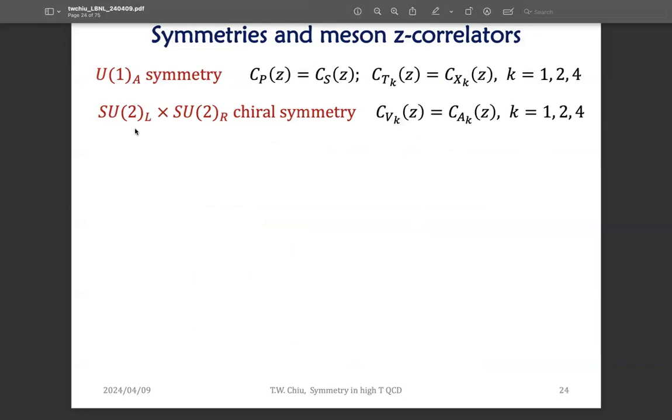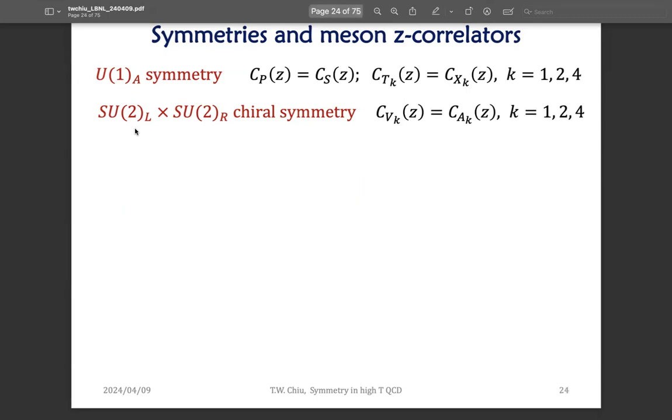So if I have the UA(1) symmetry, then the pseudo-scalar and scalar will be degenerate, and the tensor vector and the axial tensor vector are degenerate. If the SU(2) times SU(2) chiral symmetry is restored, then the vector and axial vector are degenerate. So from the degeneracy of the meson correlators, I can tell whether the symmetry is restored or not.